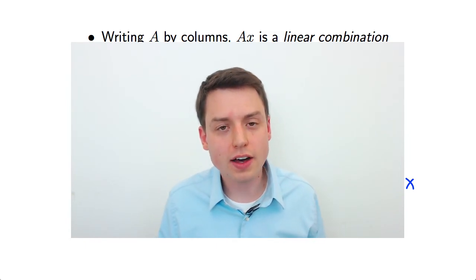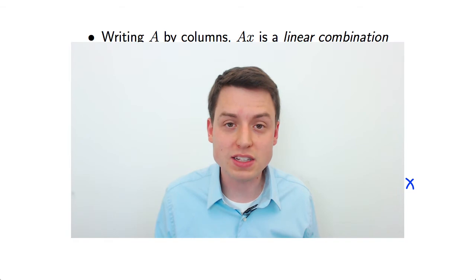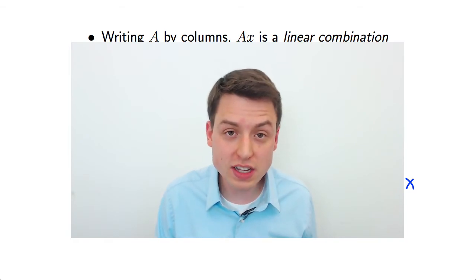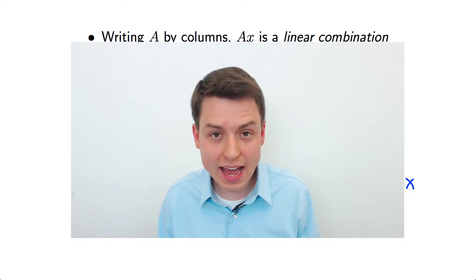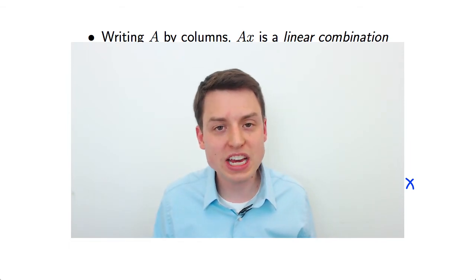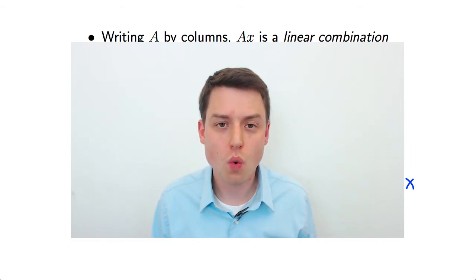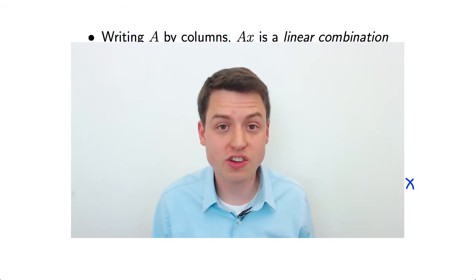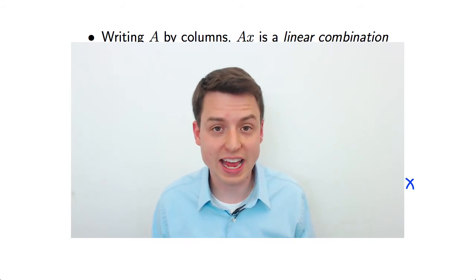But it's important to think of this product in two different ways, either as a set of inner products between the rows of A and x, or as a linear combination of the columns of A, where the coefficients on that linear combination are the values in x.